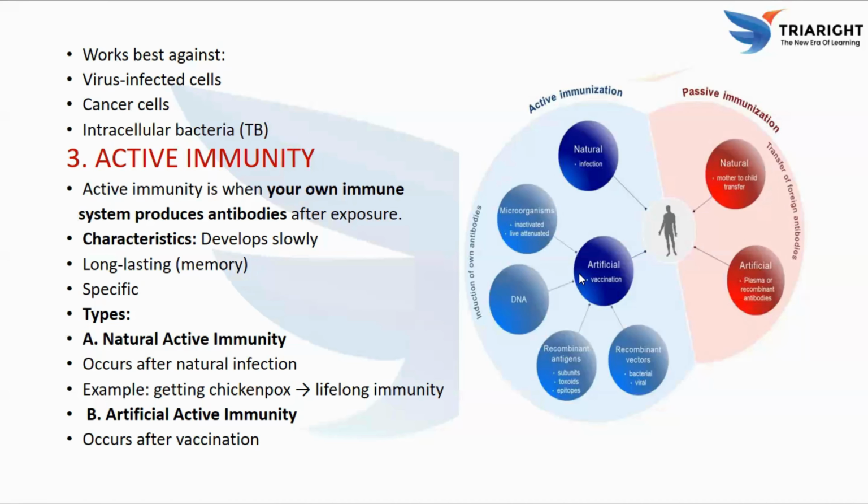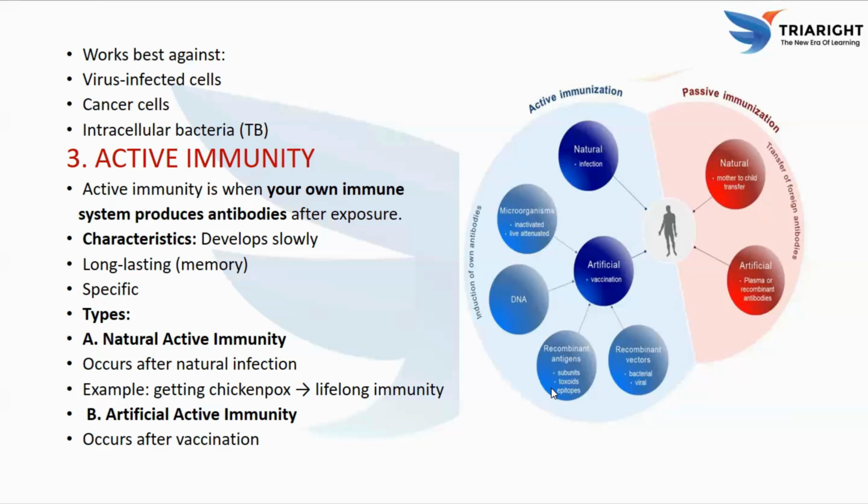Whereas artificial active immunity happens through vaccination. These vaccinations may include inactivated microorganisms, live attenuated organisms and DNA vaccines. It also consists of recombinant antigens like subunits, toxoids and epitopes. And this artificial vaccination also has recombinant vectors, which are bacterial or viral vectors. So what is the purpose of artificial active immunity? It stimulates the immune system without causing a severe disease.